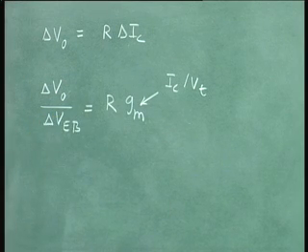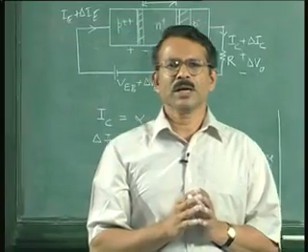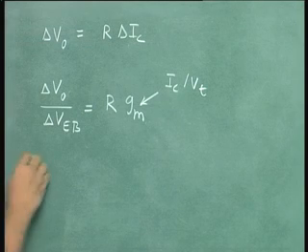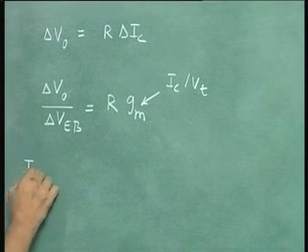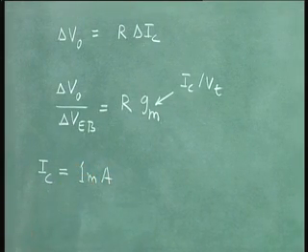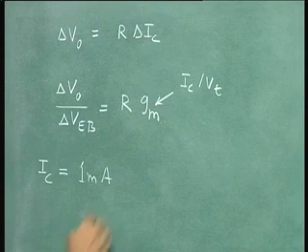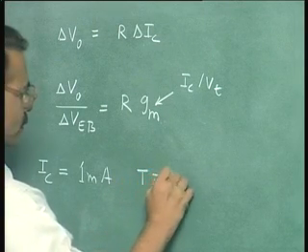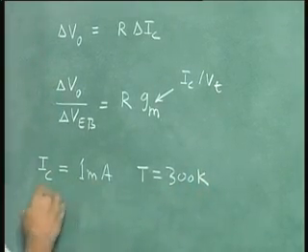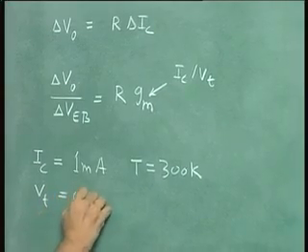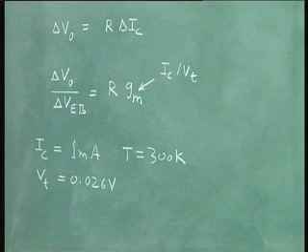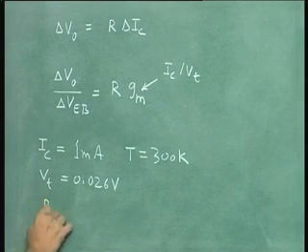Now, let us put some typical values and see how much can delta V naught by delta VEB be in practice. Let us assume these values, which are typical. IC is equal to 1 milliampere. Supposing we set up 1 milliampere of current in the transistor. Let us take room temperature. So, VT is 0.026 volts. And let us assume a resistance of 1 kilo ohm.